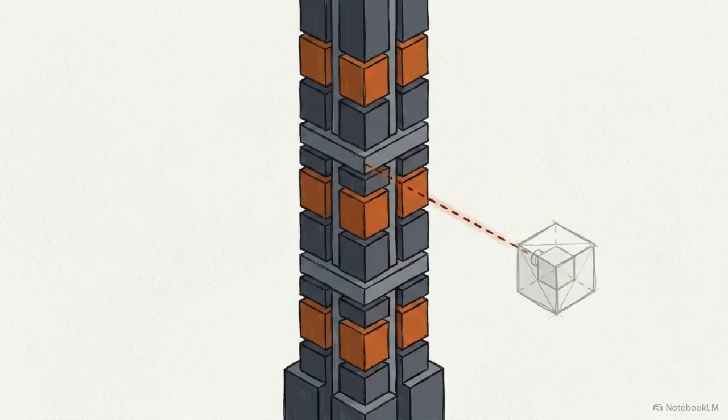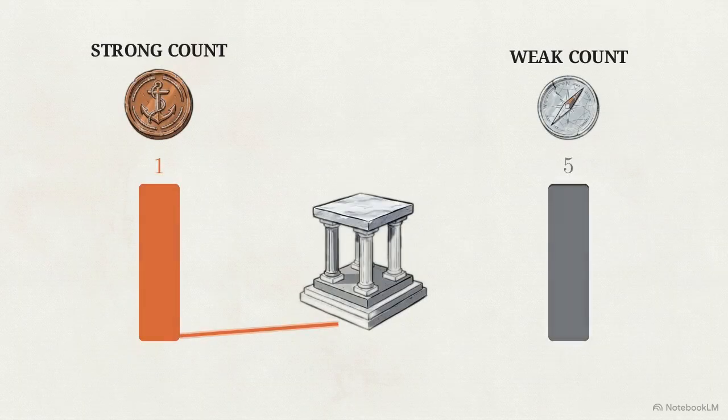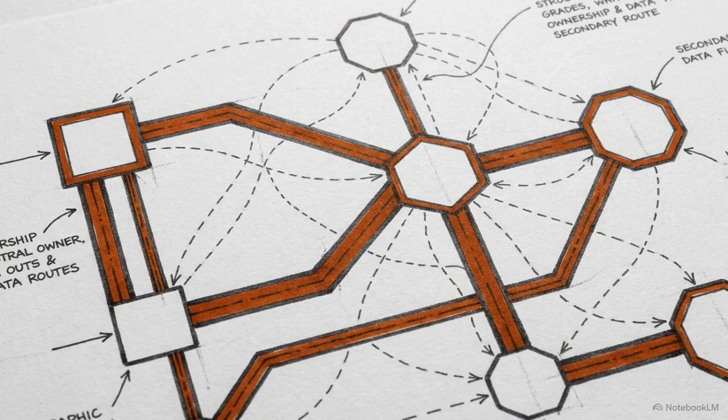To solve this, developers use weak pointers to separate structural ownership from passive observation. A weak pointer increments a secondary count that does not prevent the data from being destroyed when the strong owner count hits 0. Modern graph architectures require classifying these relationships, separating the owners of data from the observers to prevent systemic gridlock.